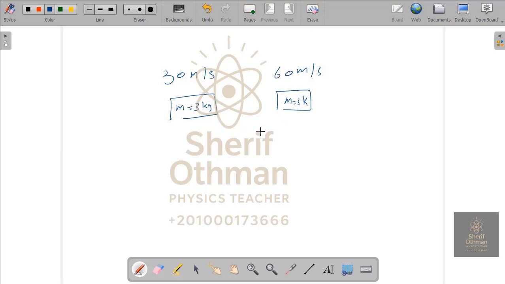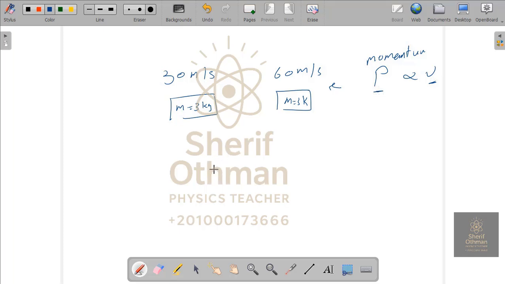Which one is harder to stop? It's hard to stop the object which is moving at higher speed. So the momentum P has a direct relation with the object velocity. As the object velocity increases, the momentum also increases.